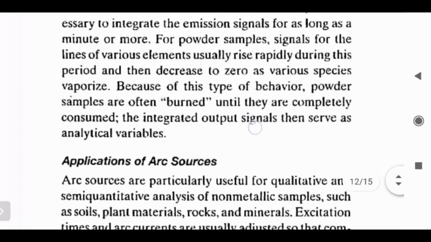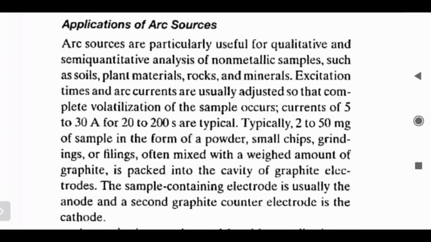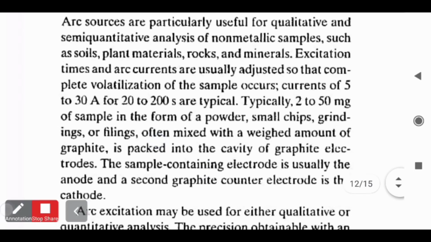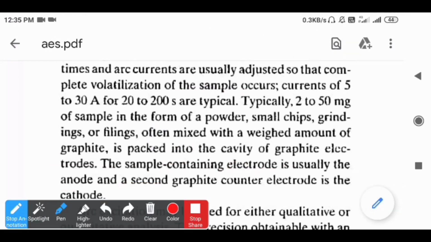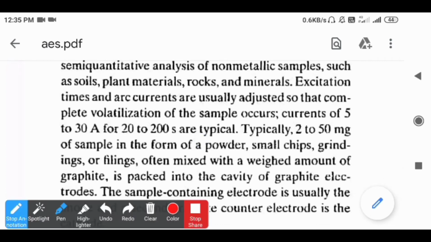Okay, so next is the applications of arc sources. Generally these arc sources are used for the qualitative as well as semi-quantitative analysis of non-metallic samples such as soil, plants and materials, rock samples and mineral samples.